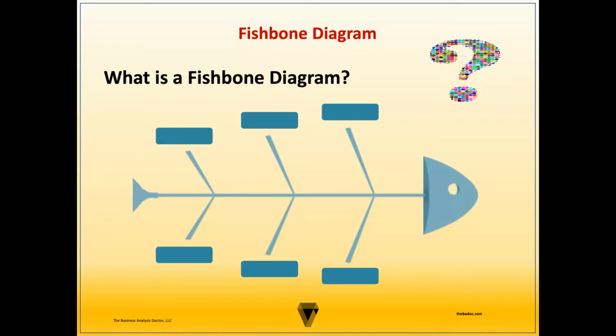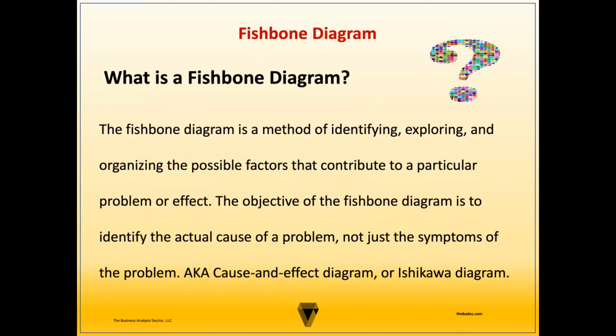So what is a fishbone diagram? The fishbone diagram is a method of identifying, exploring, and organizing the possible factors that contribute to a particular problem or effect. The object of the fishbone diagram is to identify the actual cause of a problem, not just the symptoms of that problem. The fishbone diagram is also known as the cause and effect diagram or the Ishikawa diagram, taking the name of its creator, Kaoru Ishikawa.